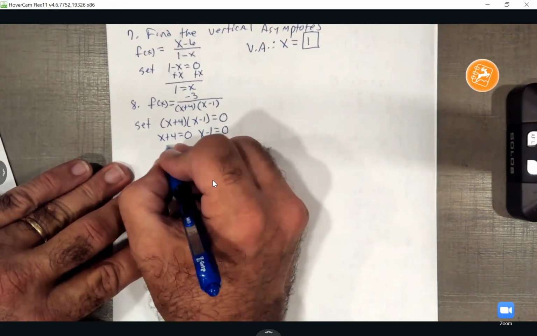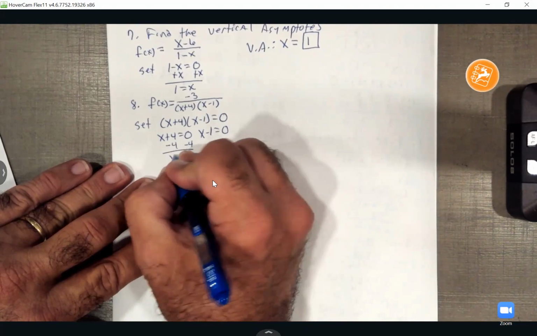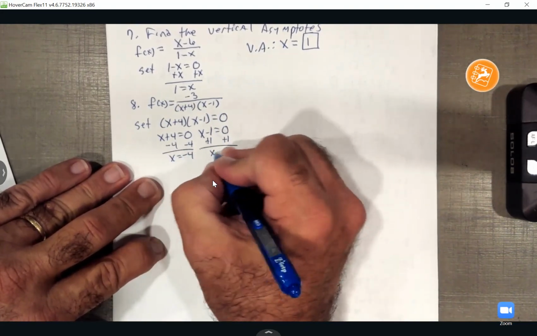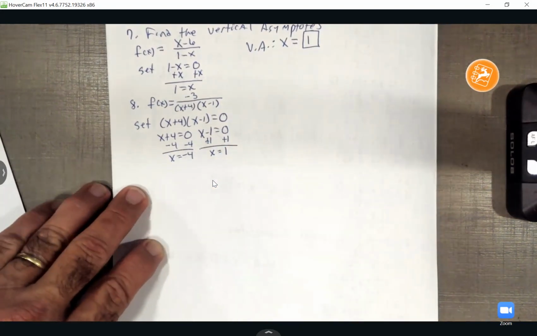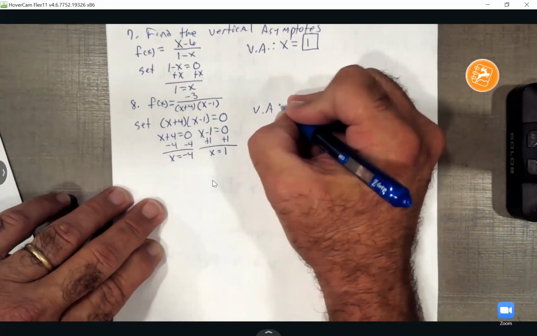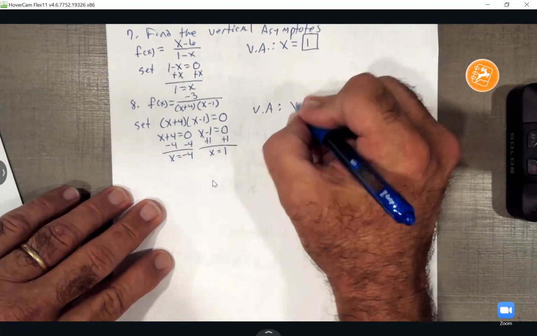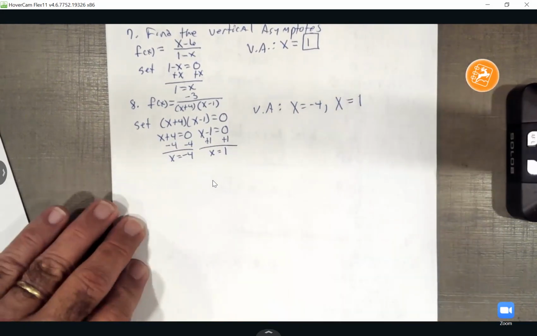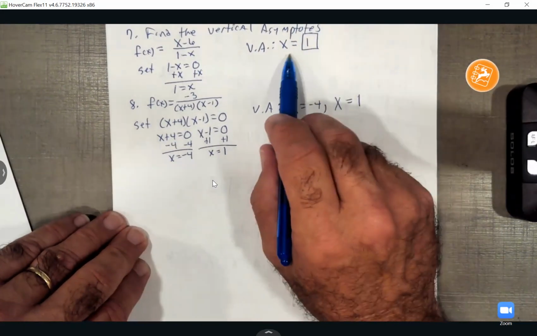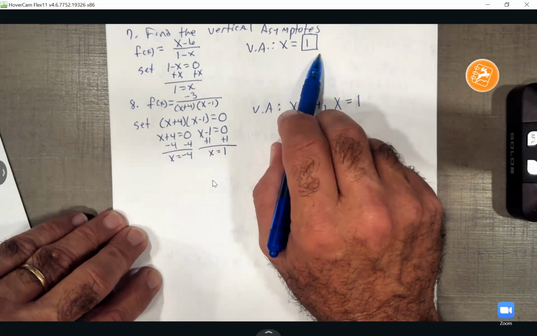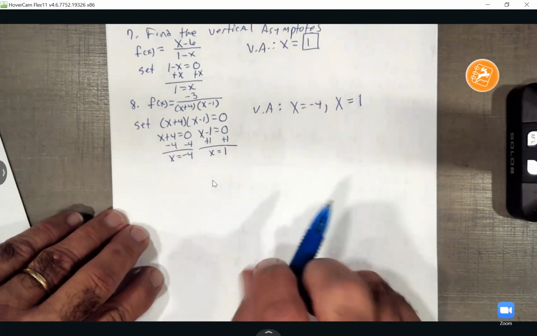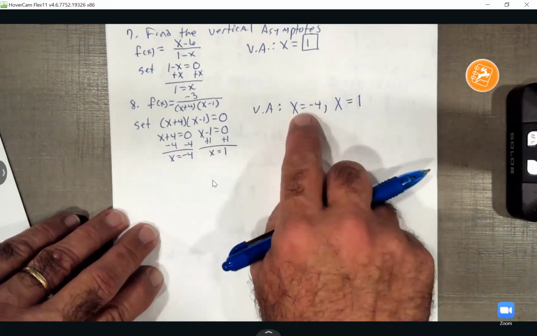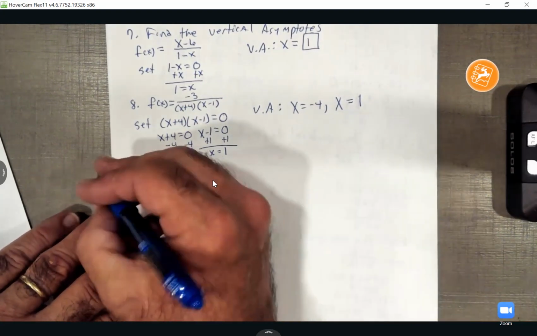So set each factor equal to 0 and change those signs. So all we're doing now is making this one negative and this one positive. All right, so vertical asymptotes for that one would be x equals -4, comma, x equals 1. So when you're doing them, look and see, are they giving an x equals part, or are they just leaving the vertical asymptotes blank where you have to put them in equation form, okay?